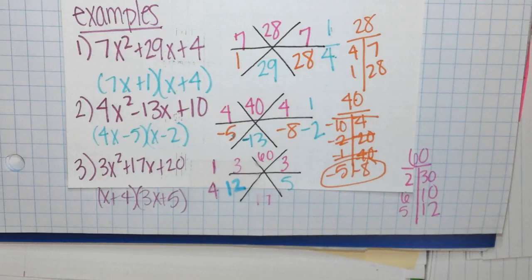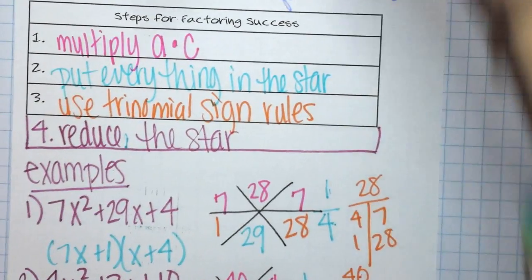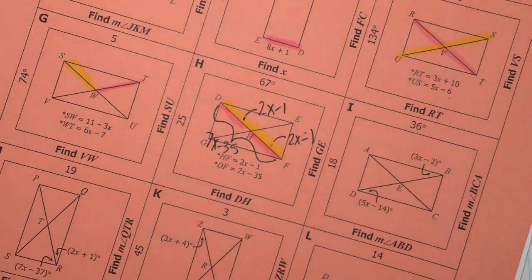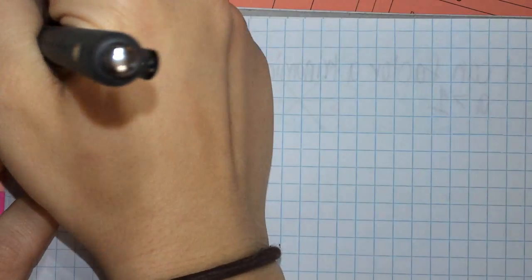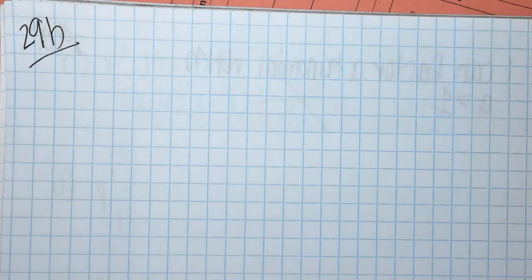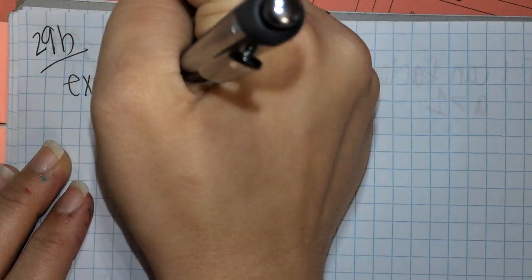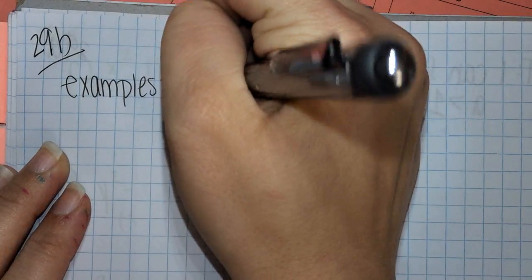Ready to try some on your own? All right, turn your paper over. I'm going to give you 4. You're going to do 4. We're going to check it together, and then I'm going to give you 4 more. Okay? That's homework. And if we get all 8 done, we don't have homework. Yes. One way or another, yes. All right. And this is 29B. Examples. Factor each trinomial are the directions.